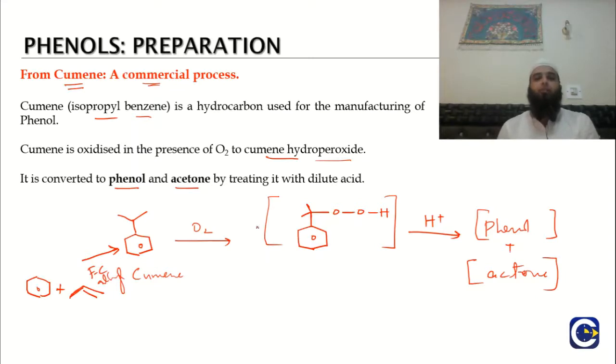Cumene is further oxidized with oxygen, and we get this intermediate product. Let's name it A, and the main product of this reaction is phenol, and we also get acetone as a product in good yield. So we are starting with two easily available and cheap starting materials, and we get two very important products from the reaction.